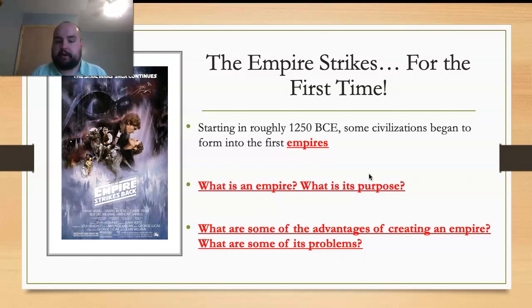That, of course, leads us to some of the advantages of creating an empire, because once you have an empire, you can grow all these resources much more rapidly. You have access to more land, more labor, more technology, all sorts of great things. However, what might be some of the problems with these empires? Maybe even again using Star Wars as inspiration.